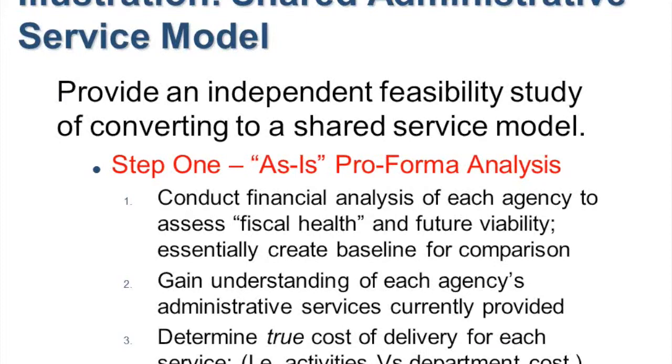And then number two, and this is really very critical, is to gain an understanding of each agency's administrative services that are currently being provided. This is typically done by interviewing the content experts. This goes back to the concept of lean that we talked about last week, where it's all about people doing the work. People understand where the issues are. People understand where the opportunities for improvement are.